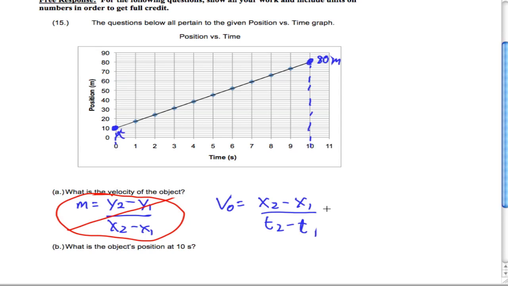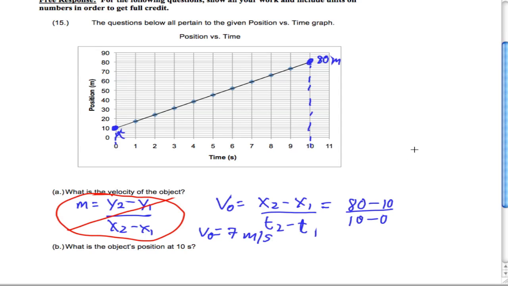I'm doing this a little bit quickly because you are expected to be absolutely 100% fluent in Algebra 1 in this class. So I should be able to do this quickly and you should be able to understand the answer. Okay, so we have 80 minus 10 divided by 10 minus 0. And when I do that, that's going to end up giving me a velocity of 7 meters per second on this problem.